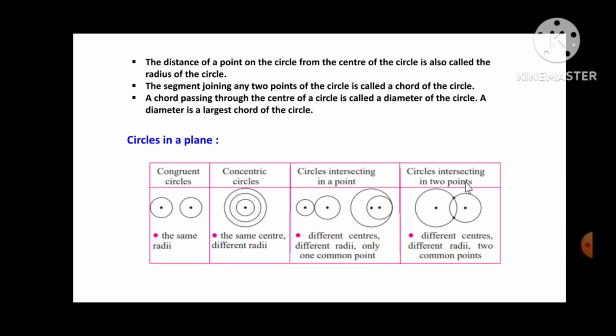Now intersecting circles. These two circles have different centers and different radii, and two common points, here and here. In touching circles there is only one common point, while here they intersect in two points. These are also called touching circles. These are externally touching circles. This is the internally touching circle. So this is what we find about circles in a plane.